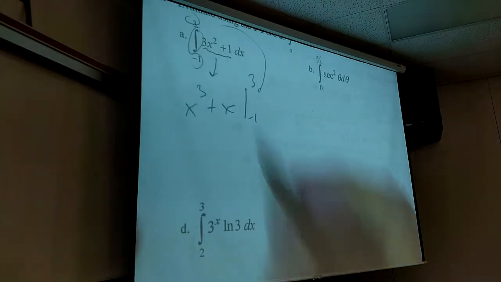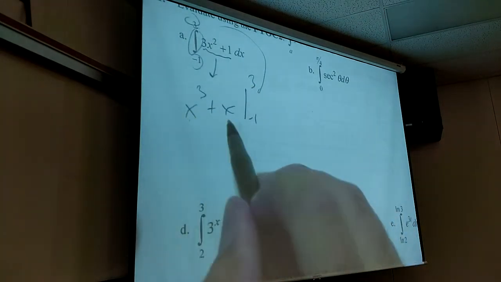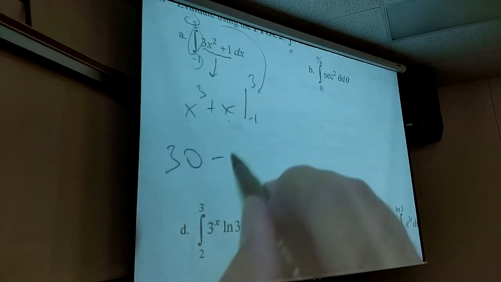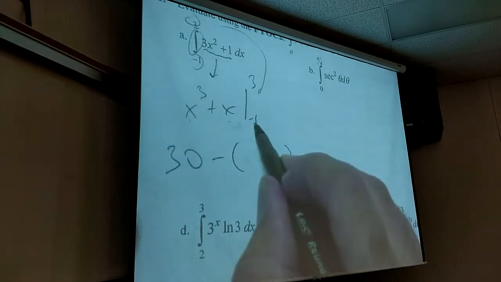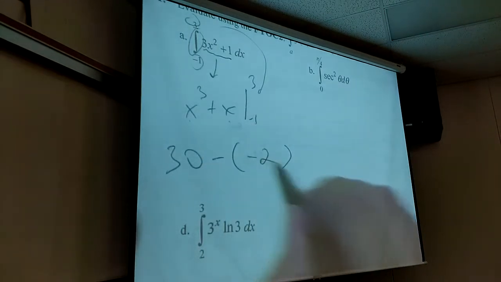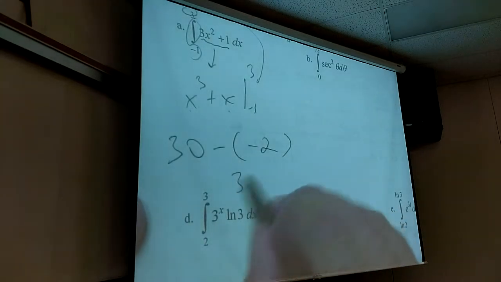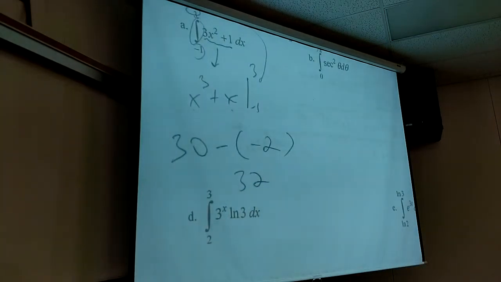I like it. So when you plug a 3 in, you get 27 plus 3 is 30. Minus, when you put a -1 in, you get -1 minus 1, -2. So I get 32. And again, you could put 3x squared plus 1 into y1. You can do second calc number 7 from -1 to 3, and it should show you that 32. I like it.